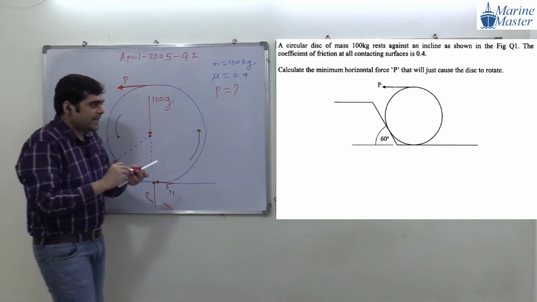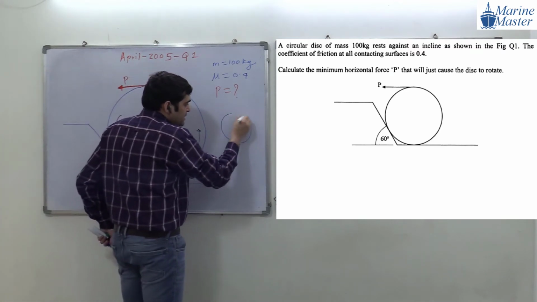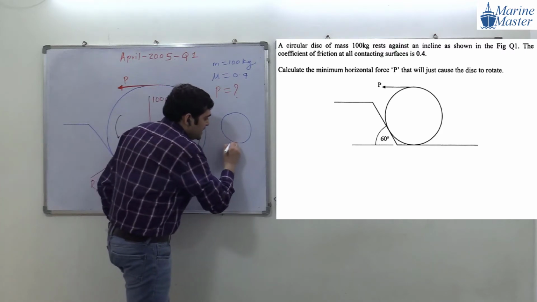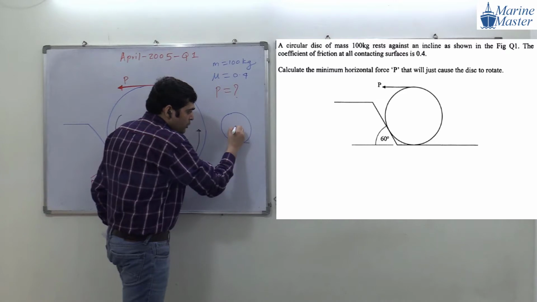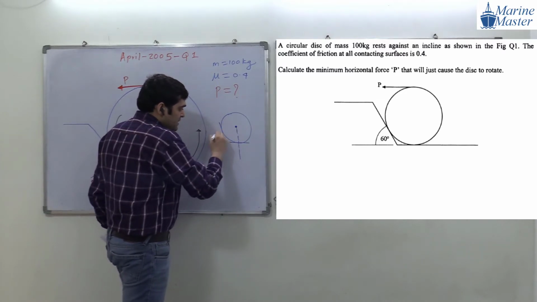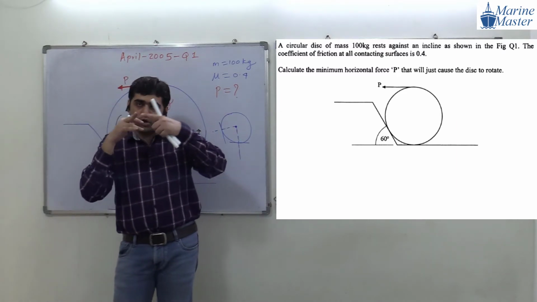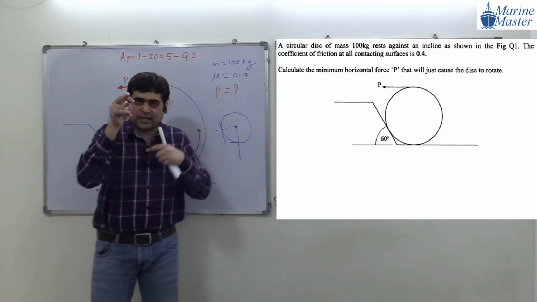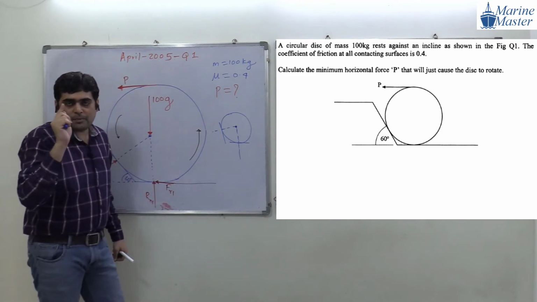Guys, there is one property of circle. See, suppose this is a circle. This is one tangent to the circle, and this is the center of the circle. A perpendicular or normal to the circle will always pass through the center of the circle, guys. This is one of the properties of the circle in geometry.